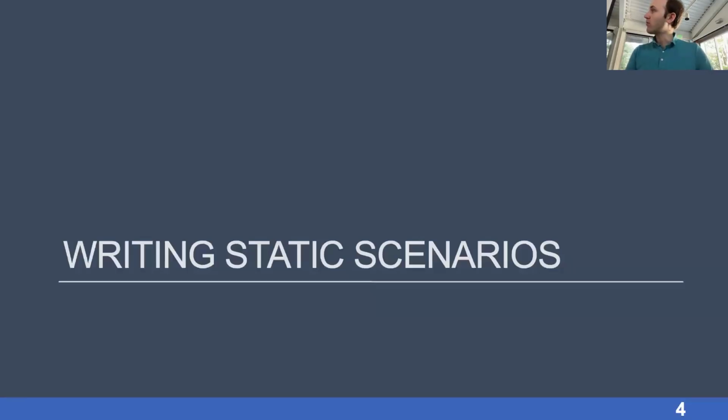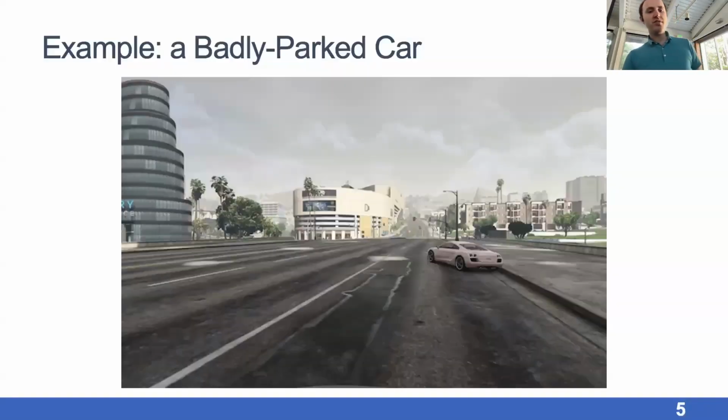Okay, so writing static scenarios. So I'm going to take this example that Sanjit put up before of the badly parked car. Here are 4 different samples from a single... oh, actually, no, not yet. Sorry, this isn't animated. This is just a single image. I'll show more later.